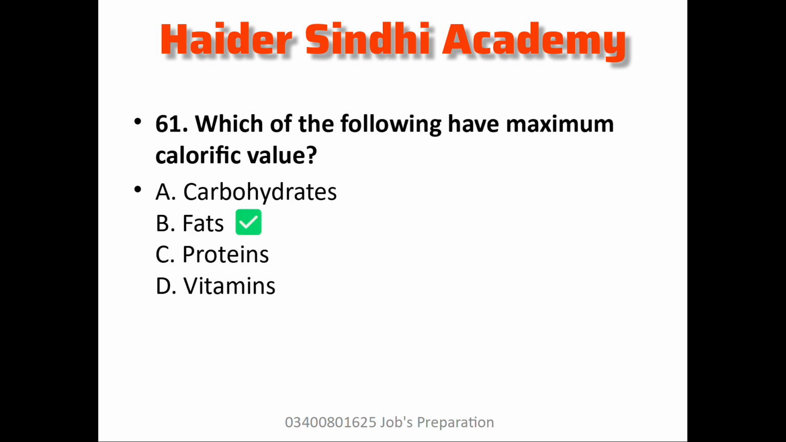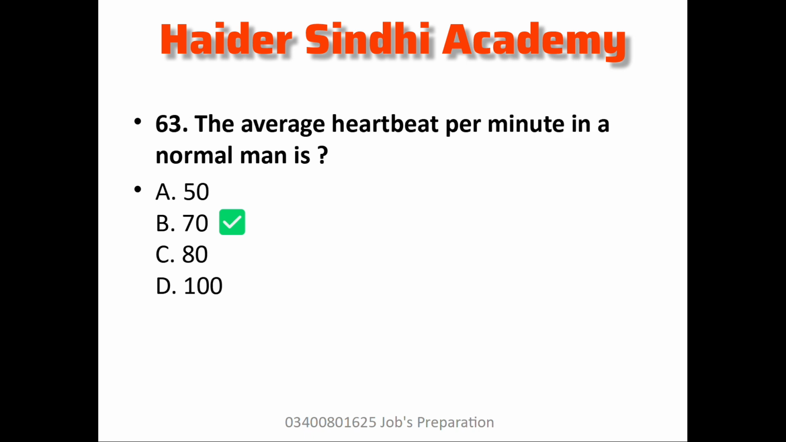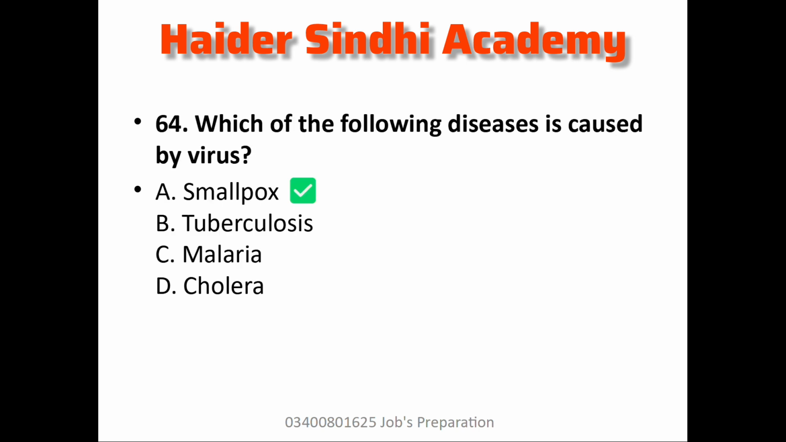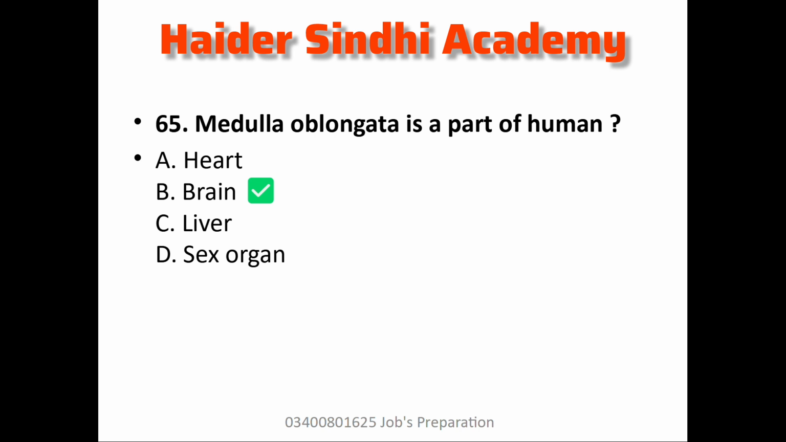Which of the following have maximum calorific values? Option B, fats is the correct option. The average heartbeat per minute in a normal man is 70 is the correct option. Malaria is the disease which affects the spleen, option C is the correct option. Which of the following disease is caused by virus? Option A, smallpox is the correct option. Medulla oblongata is the part of human brain.